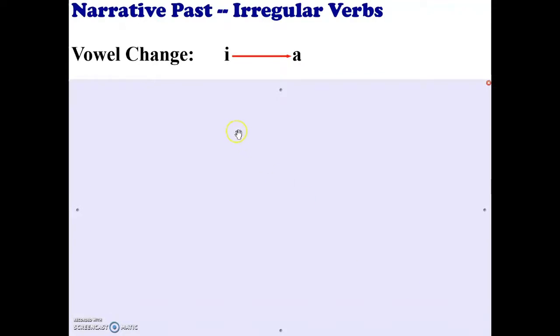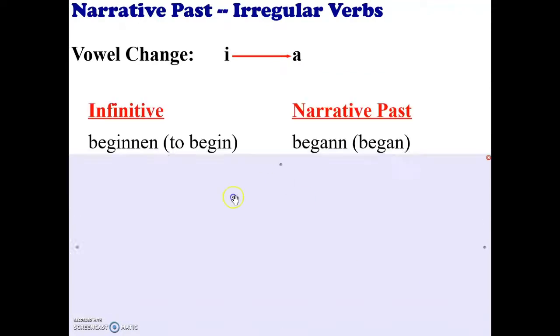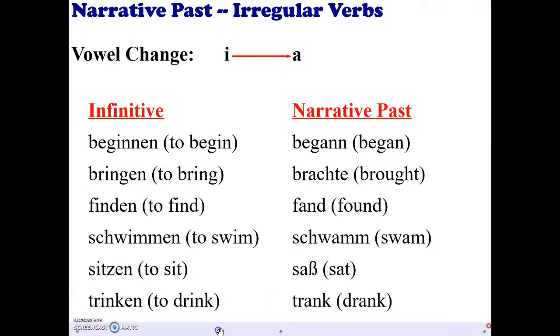The next vowel change pattern, I changing to an A. Several verbs that we've learned at this point that do this. Beginnen becomes begann. Bringen, brachte. Finden, fand. Schwimmen, schwamm. Sitzen, saß. And trinken, trank. And you will notice that sitzen is really irregular and the Z even went away. The T and the Z went away from sitzen to become saß.